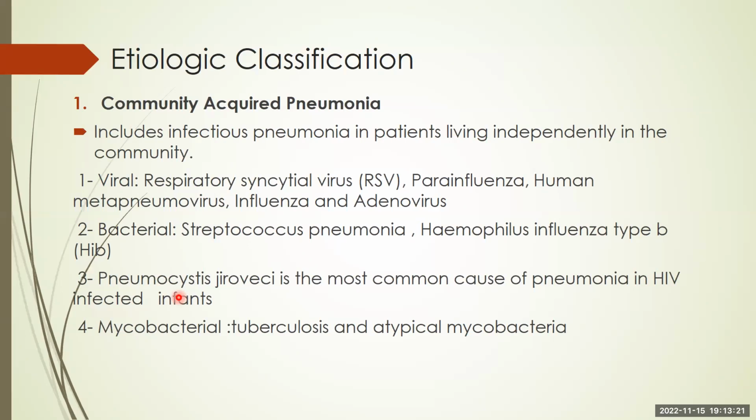pneumonia. And for the HIV-infected infants, Pneumocystis jirovecii is the most common cause. And lastly, TB and atypical mycobacteria also cause community-acquired pneumonia.